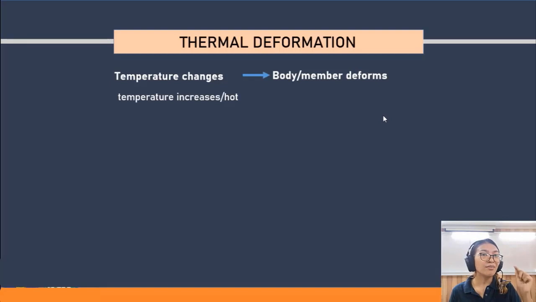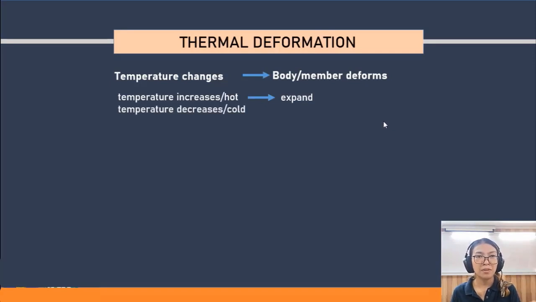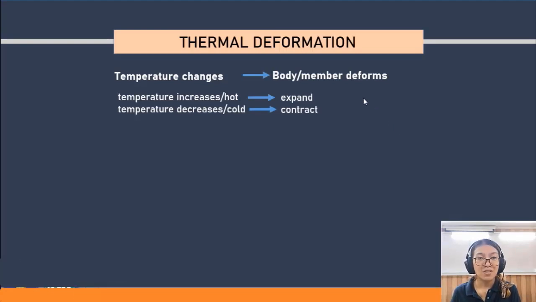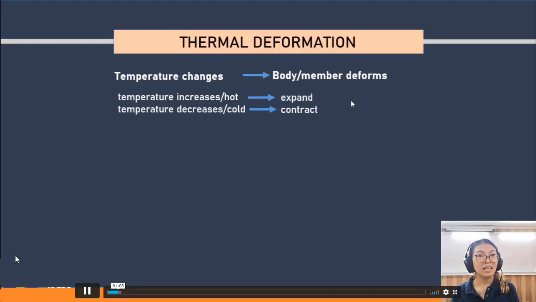Knowing, no, if mag-i-increase yung temperature or pag umiinit, anong mangyayari sa member natin? The member will, yes, expand. Tama? Pero pag bumaba naman yung temperature or lumamig, edi, yung ating member will contract. Okay? Or it will shrink. Tama po ba? So ito yung mga basic concept natin dito.